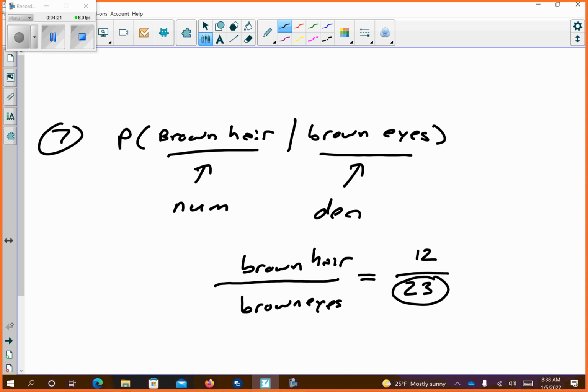Any other questions you want me to hit? Yeah, wouldn't it be 28 over 23, since there's 28 brown? You're absolutely right, but there's 28 brown altogether.